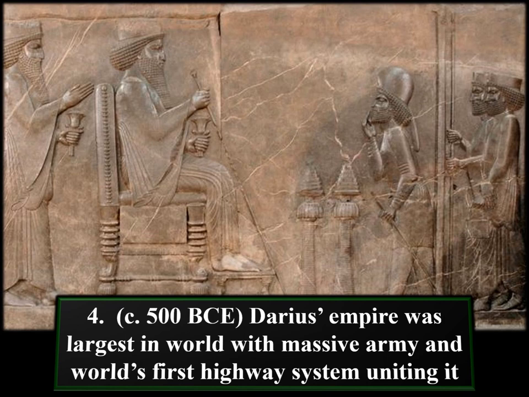By about 500 BC, King Darius, who was the next great Persian emperor, had an empire that was the largest in the world, with a massive army and the world's first highway system uniting it. The Persians were great road builders. They did this to keep tabs on their empire with their armies, but also to promote trade and communication.